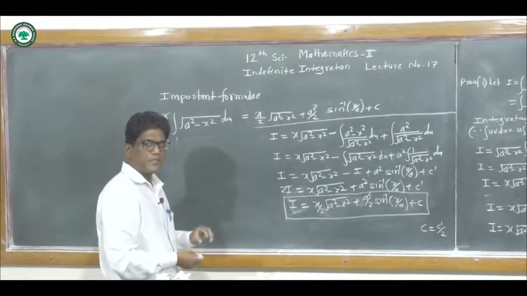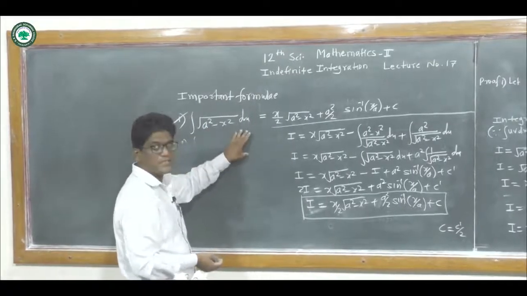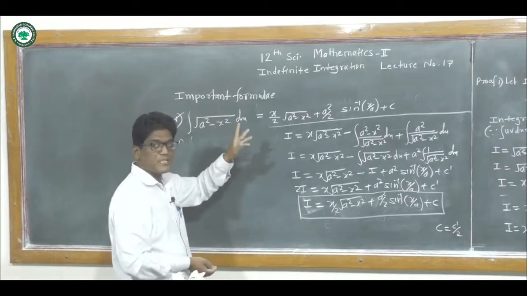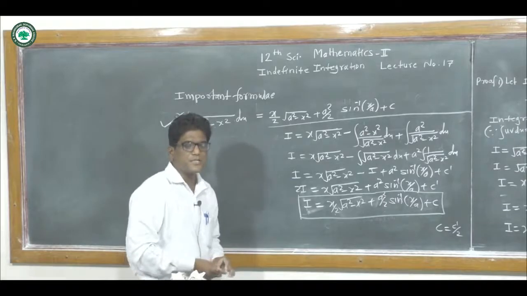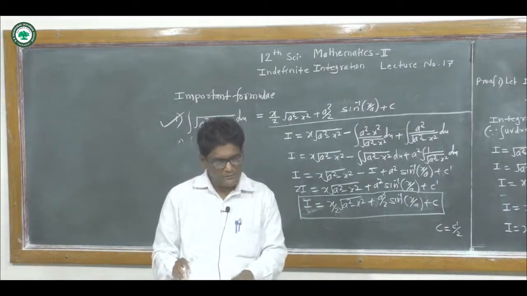So in this way we proved the first formula, integration of root of a square minus x square dx. Here we take 1, then take this as u and 1 as v, and integrate by parts. Similarly, prove the second formula and third formula by yourself.